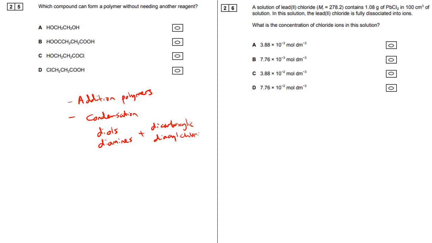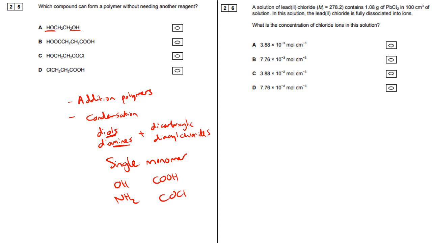So that will get you polyamides or polyesters, depending what's joining together. So in order for a single monomer to form a condensation polymer, it needs to have an OH or NH2 group and a COOH or a COCl group. It needs to have both of them in order to form the repeating unit or the polymer.